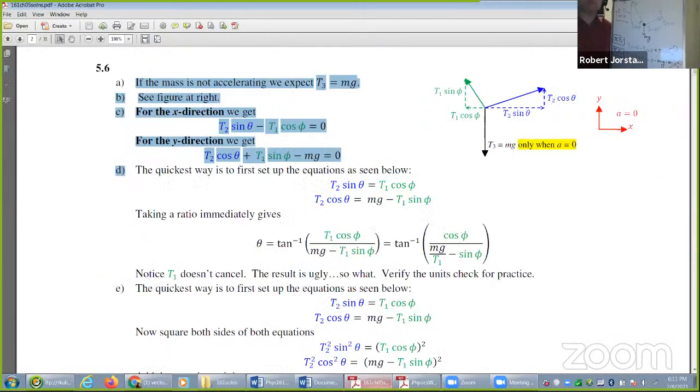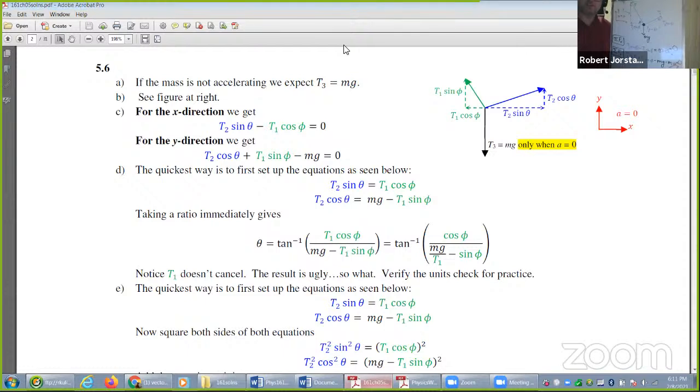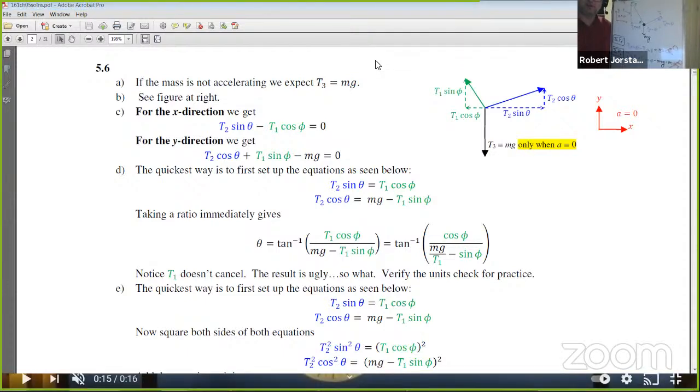Whoops, I went to the wrong button. I need to go to this one. So here is one way to do it. If you set up these equations and you solve for the blue variables, right? You solve for T2 sine theta and T1 is on the other side. So again, all I did was I took this term, moved it to the other side, took this term, moved it to the other side. That's what I did right here and right here.